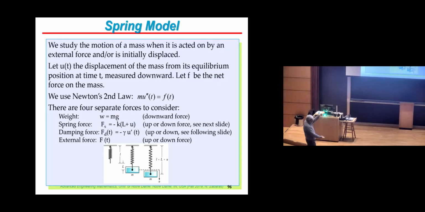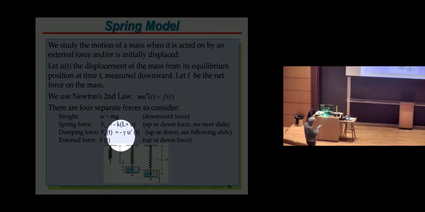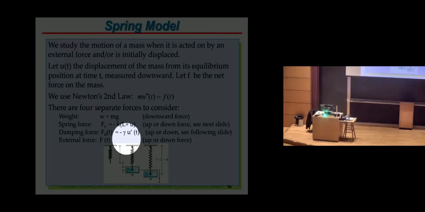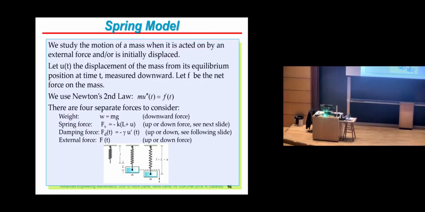So if you elongate the spring past, let's say, below its equilibrium location, the spring is going to try to bring the mass upwards. That's why we put the minus sign there. And the damping force, similarly, we take to be proportional to the velocity u prime. And again, if the displacement increases, so if u prime is positive and the mass is moving downwards, the damping force is going to try to move the mass upwards, so there is a minus sign there. And also, we're going to assume some external force, f of t.